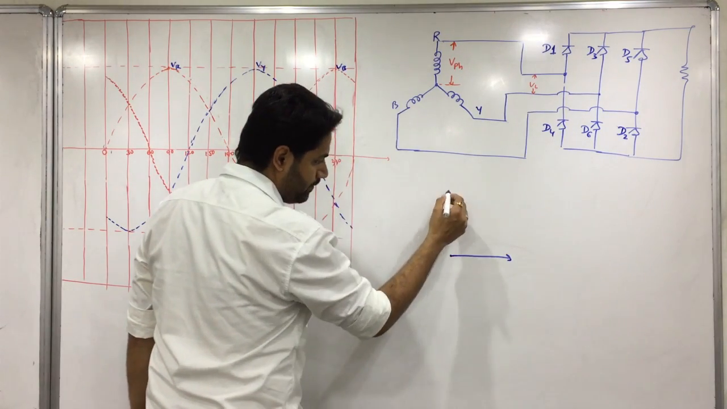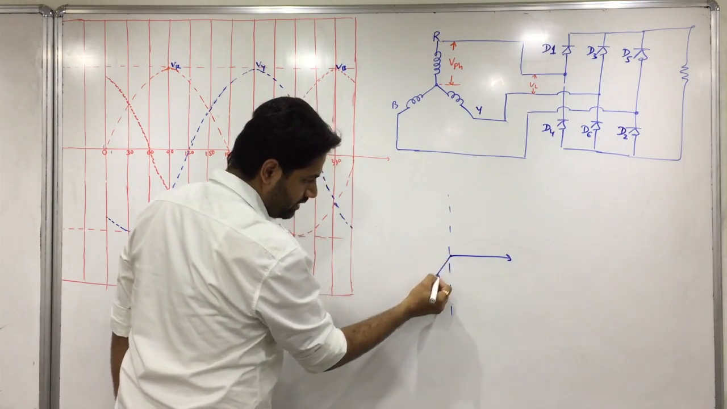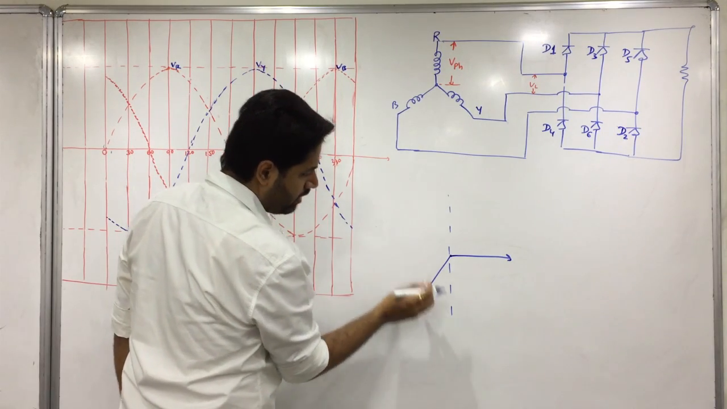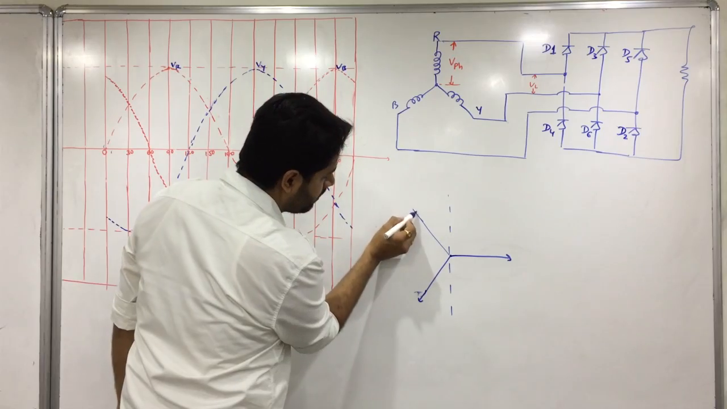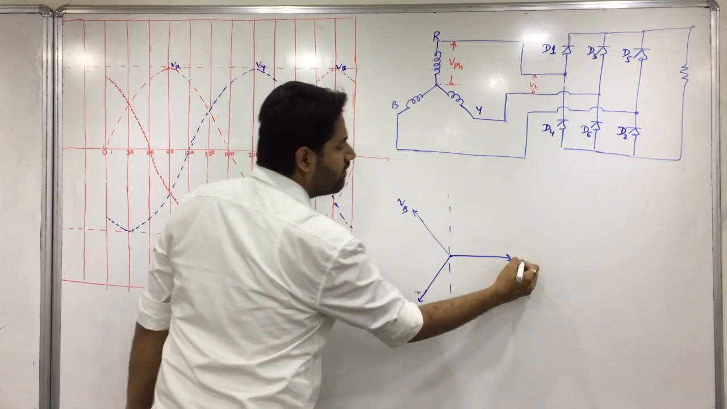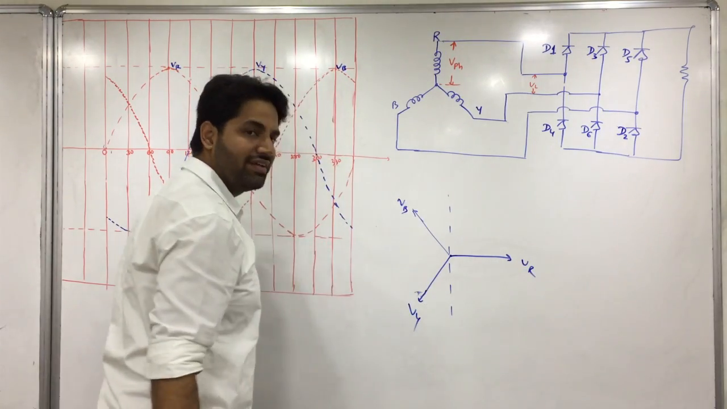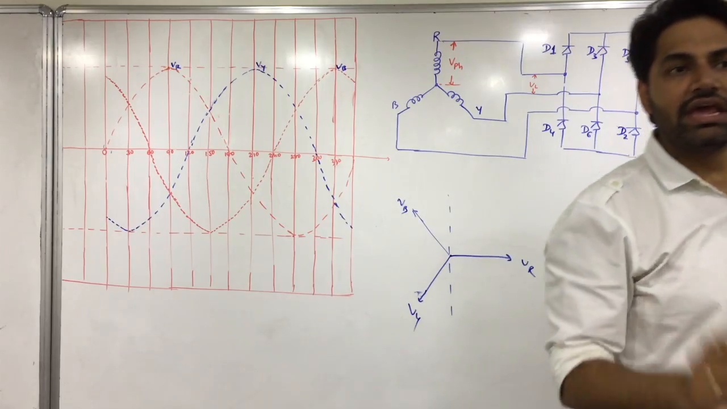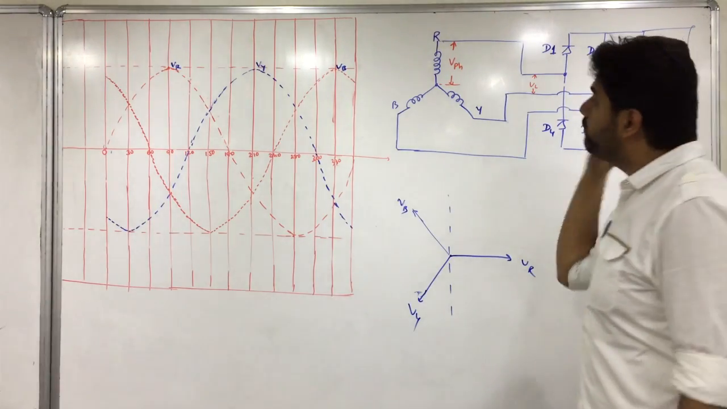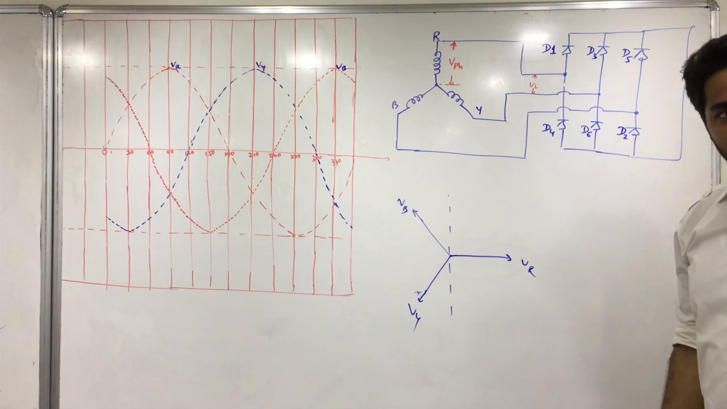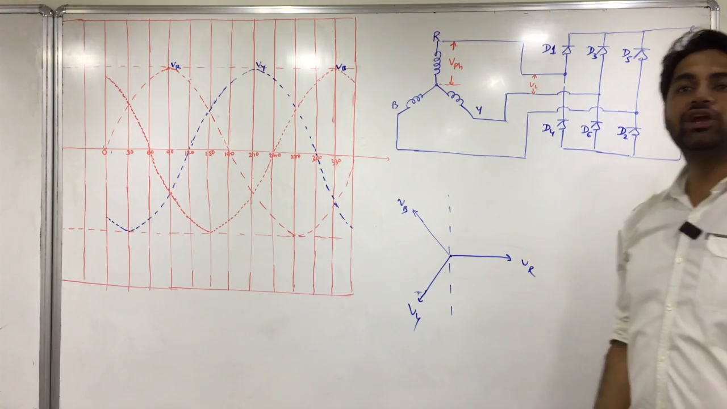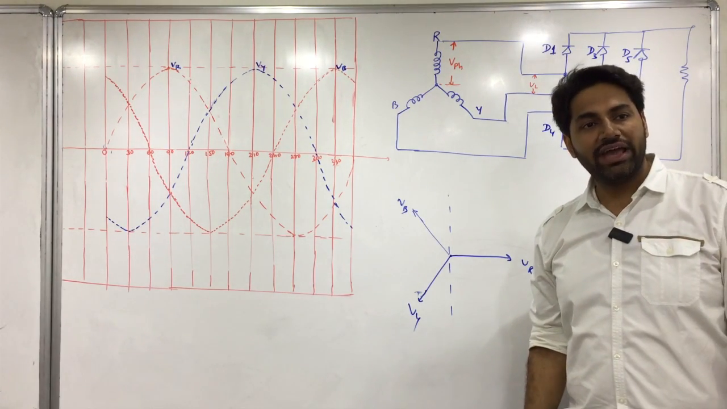This is VR, this is Vy, and this is Vb. VR, Vy and Vb. Fine. These are my phase voltages. Now if I want to draw the line voltages, so Vry is what? Vry is Vr minus Vy. Fine. Vry, the way we have studied it in first year, Vr minus Vy.